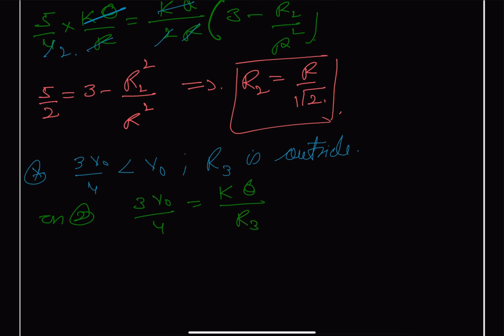Equation 2, we get 3 V naught divided by 4 is equal to KQ divided by R3. V naught we already know is KQ upon R, so 3 KQ upon 4R is equal to KQ upon R3. Here KQ cancels out, so we get R3 is equal to 4R divided by 3.